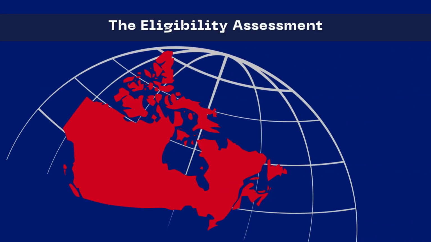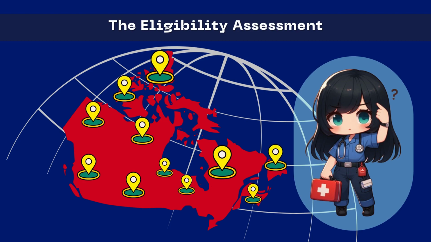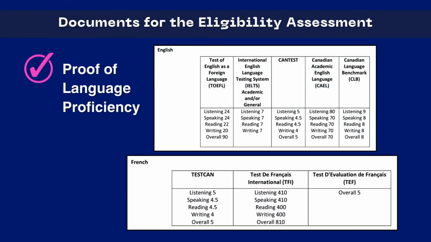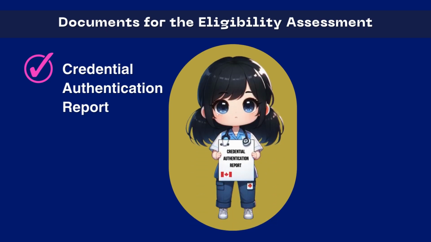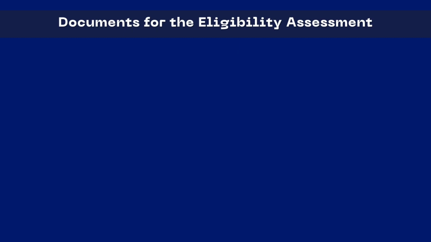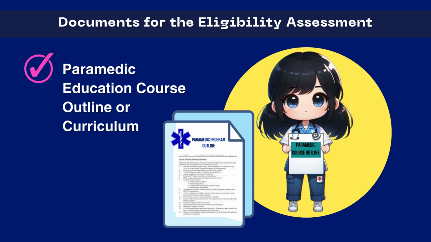You will also complete the eligibility assessment within your COPR account. This step requires you to choose the Canadian province where you want to apply for registration, licensure, or certification. During the eligibility assessment, you will also be asked to upload or submit the following documents: proof of language proficiency that you can obtain by meeting one of the following test requirements: credential authentication report from World Education Services or the International Credential Assessment Service of Canada, your paramedic education course outline or curriculum, which can be submitted by WES or ICAS as part of the Credential Authentication Report.